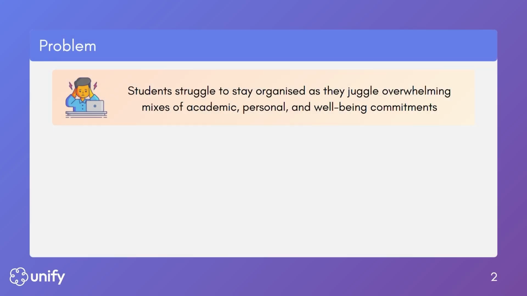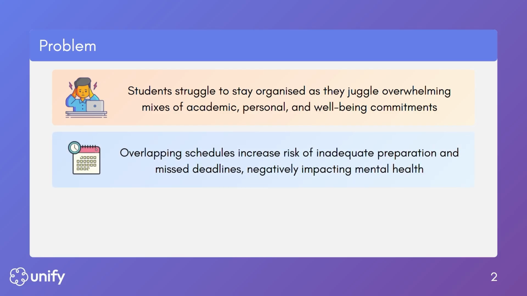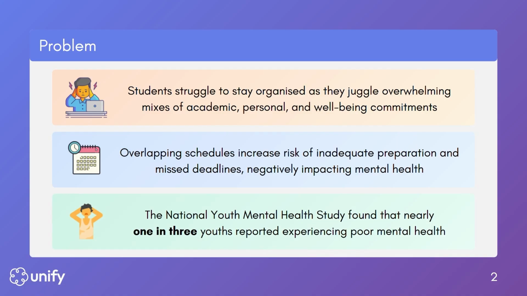Starting off with the problem at hand, students struggle to stay organized as they juggle overwhelming mixes of academic, personal, and well-being commitments. For example, overlapping schedules increase risk of inadequate preparation and missed deadlines, negatively impacting mental health. The National Youth Mental Health Study found that nearly 1 in 3 youths reported experiencing poor mental health.